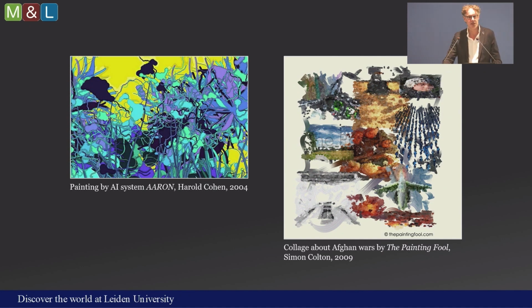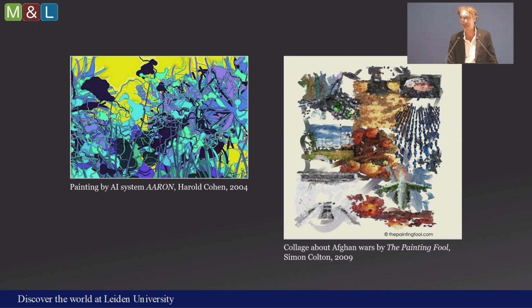Another one by Simon Colton, who made a system called The Painting Fool. You feed it a newspaper article, and it creates a collage based on the content of that newspaper article. Anyway, these are also examples of generative AI. The weird thing is, at that time, we wouldn't call it generative AI. We would call it procedural content generation, but it's the same thing. It may work slightly differently, but the concept is similar.